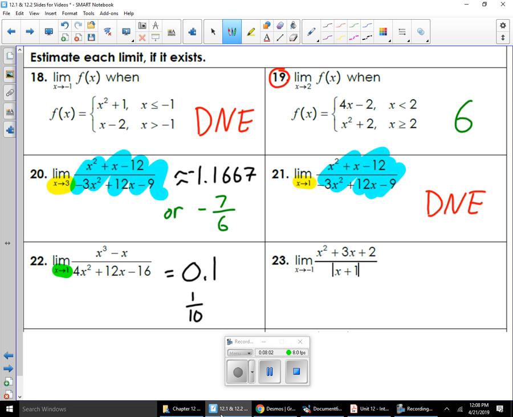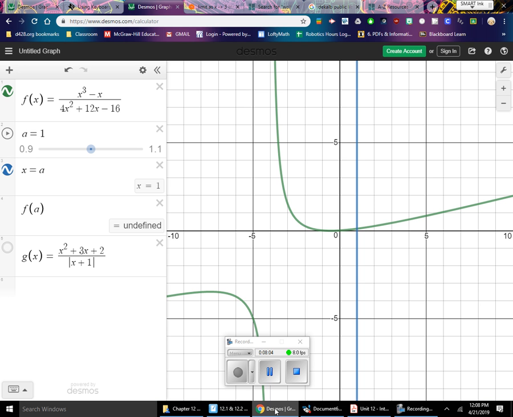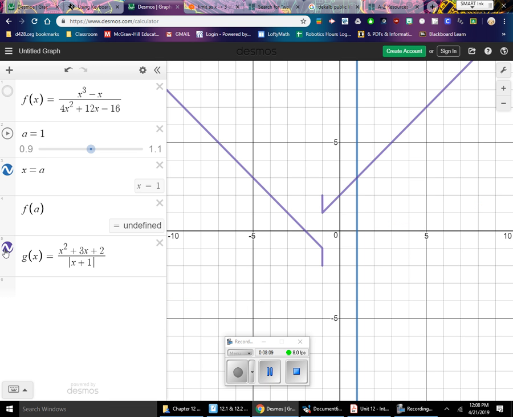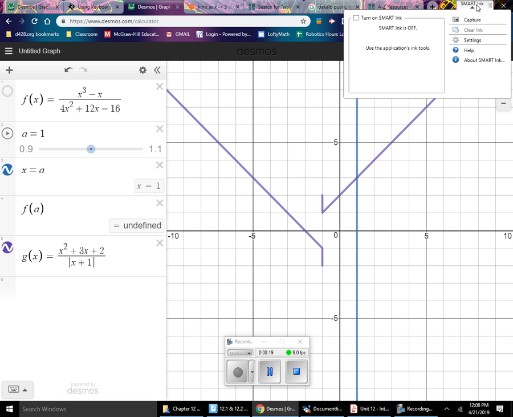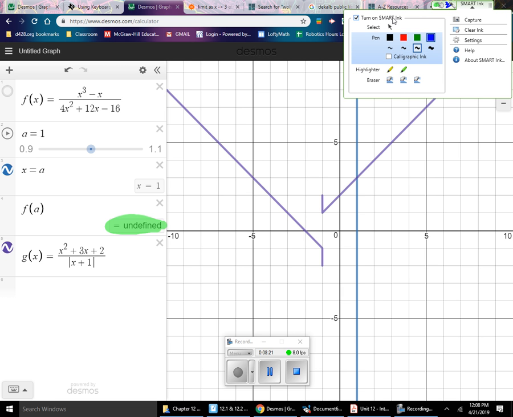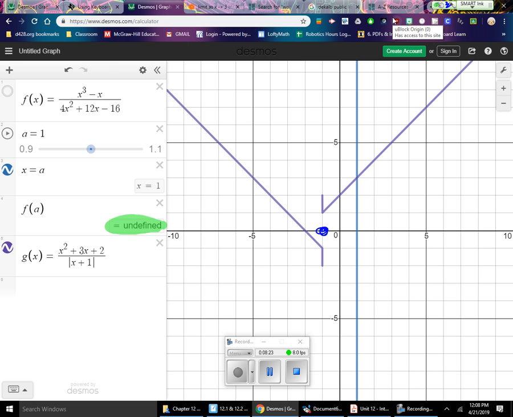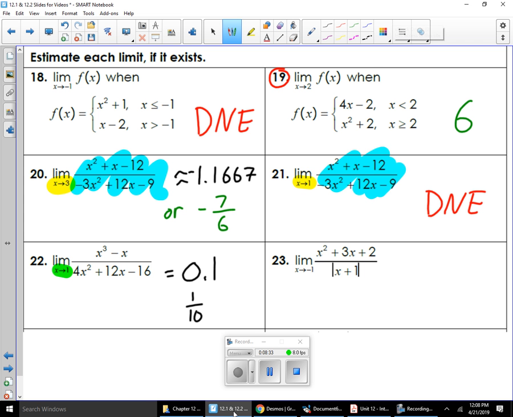Taking a look at 23, I already have it in Desmos as well. Note that 23 has an interesting jump discontinuity there. It looks really weird, doesn't it? And that is what we're looking for, because now I want as A approaches negative 1. So I wanted to find, as X was approaching this point, what's happening to my Y's. Well, some of them are going this way, some of them are going this way. So unfortunately, this is a discontinuous function there, so this limit will not exist.